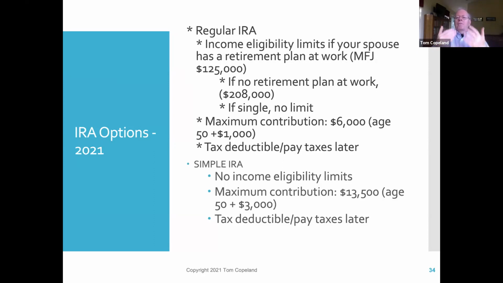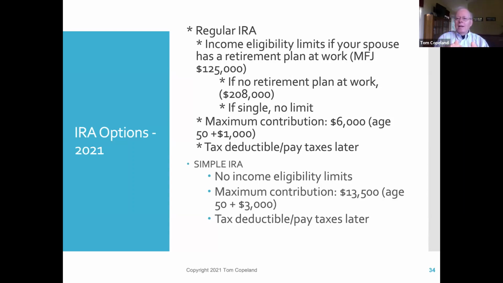You can put up to $6,000 a year per person, you and your spouse. If you're age 50 or older, you can contribute an extra $1,000 a year. You don't have to contribute $6,000 in the first year. You don't have to contribute any amount in the second or third or fourth year. But the maximum you can contribute is $6,000 or $7,000.